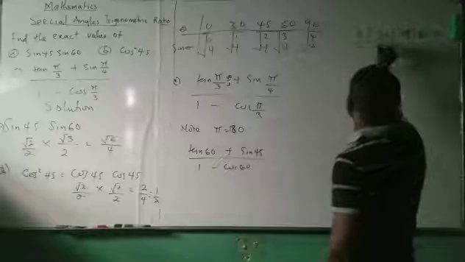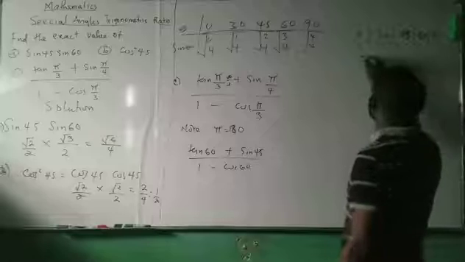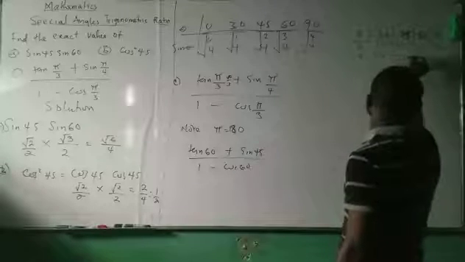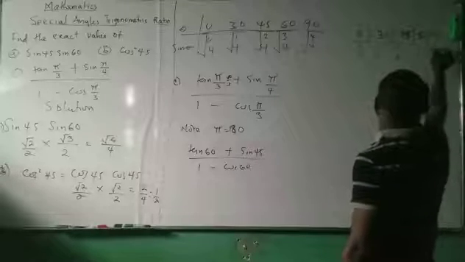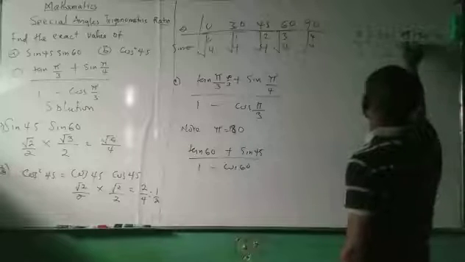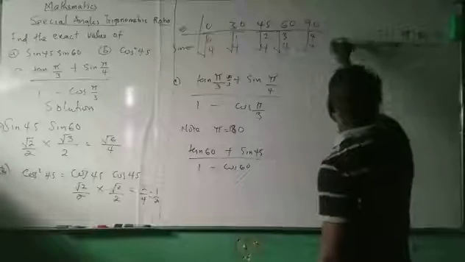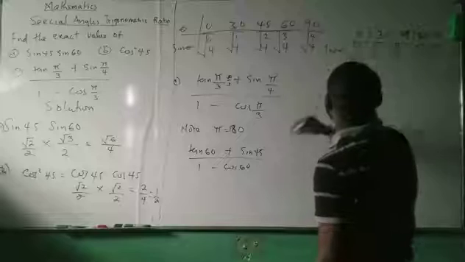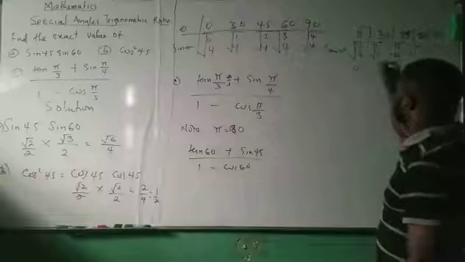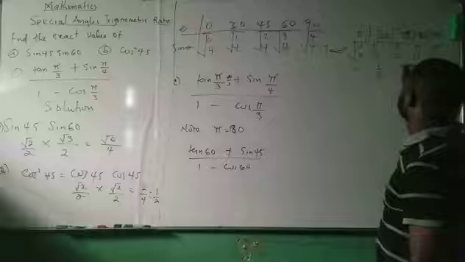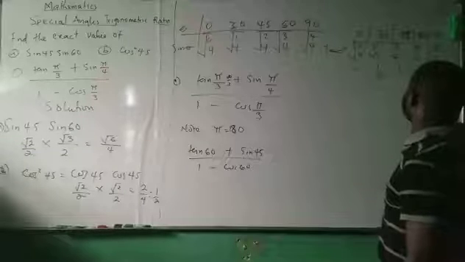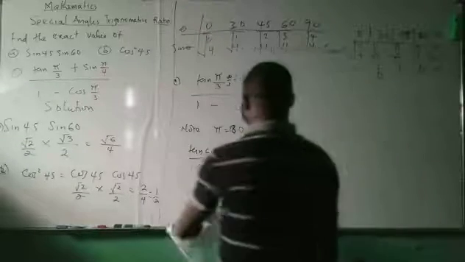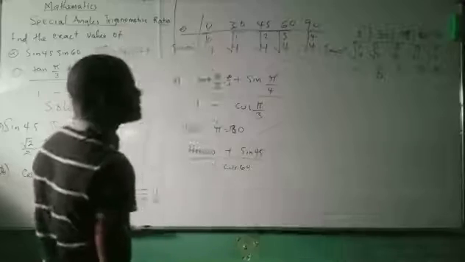Now, we have 0, 1, 2, 3, 4, then 4, 3, 2, 1, 0, with root of everything. Now, this is my tan. These are my tan values. This is going to be 0, 1 all over root of 3, and 1. Here will be root of 3, and here is undefined. Now, what's my tan 60? My tan 60 is root 3.